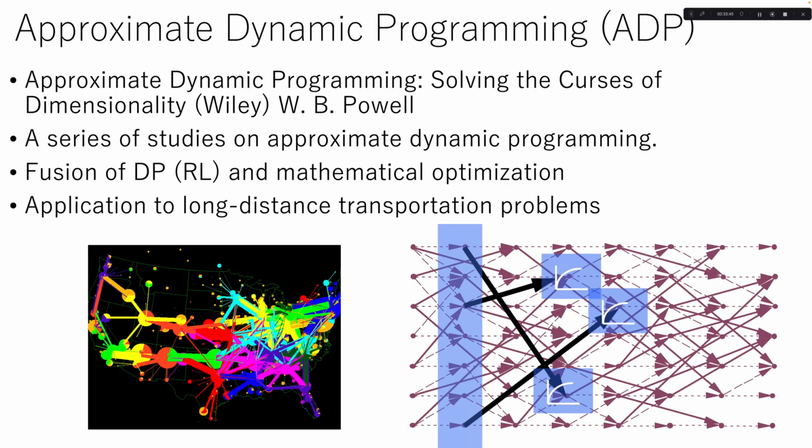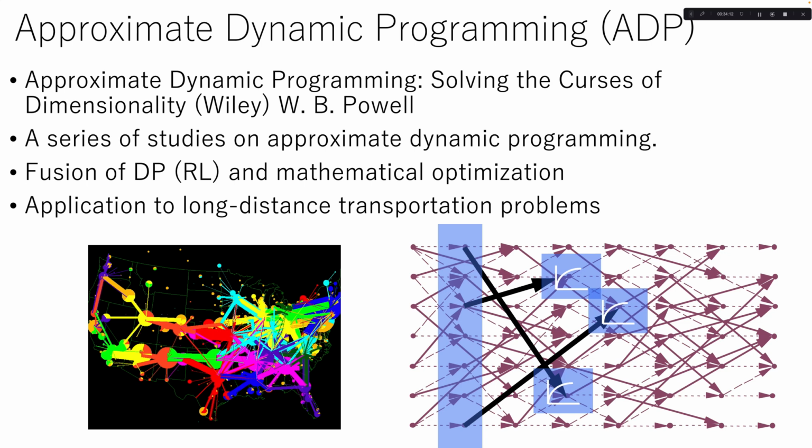Next one is approximate dynamic programming. This approach has been applied to various fields by Powell of Princeton. In simple terms, it is a fusion of dynamic programming, reinforcement learning, and mathematical optimization. The diagram illustrates its application to the long-haul transportation problem, where the movement of long-haul trucks is optimized through dynamic transport planning by repeatedly solving a one-period transportation problem.